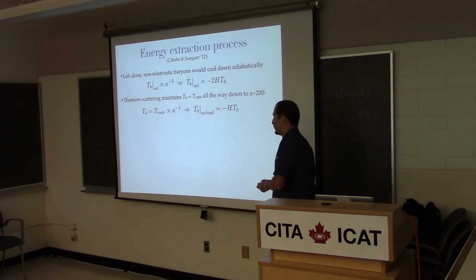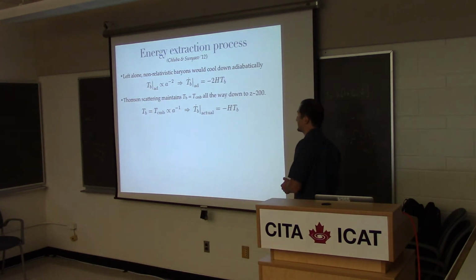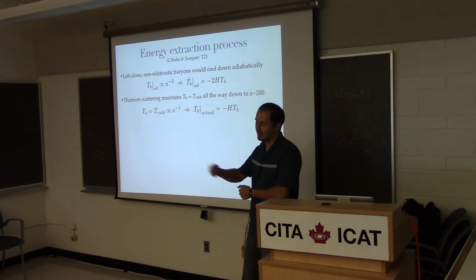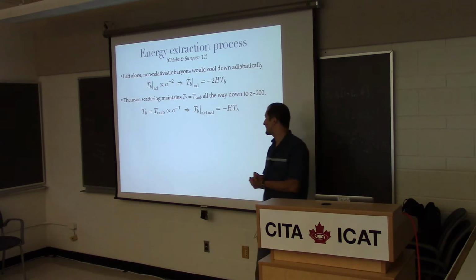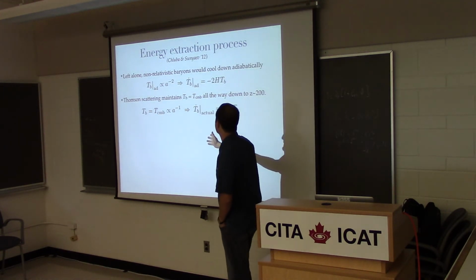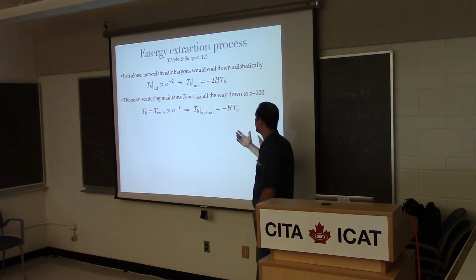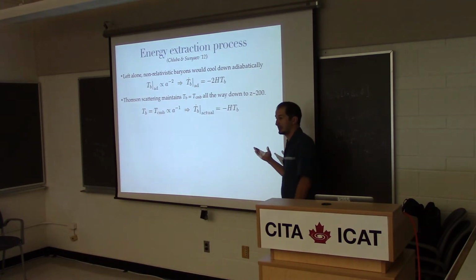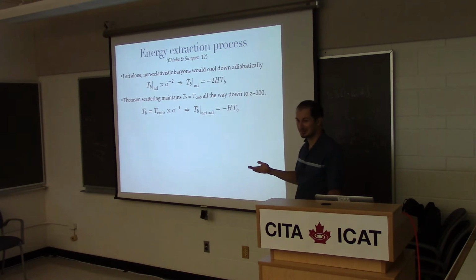However, baryons are not left alone. They are constantly scattering. Free electrons are constantly scattering with photons, and then the free electrons are scattering with protons and helium nuclei and sharing their energy with them. And so Thomson scattering maintains the temperature of the baryons equal to very, very good accuracy to that of the CMB. And this is true all the way down to redshifts of about 200 or so, at which point we start being able to observe the 21 centimeter signal.